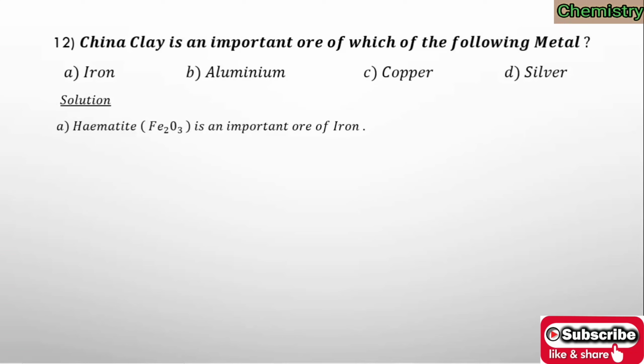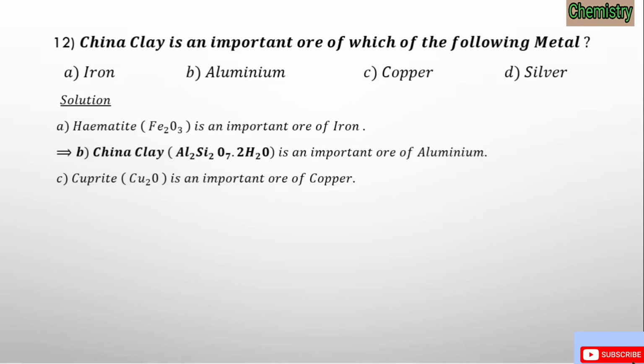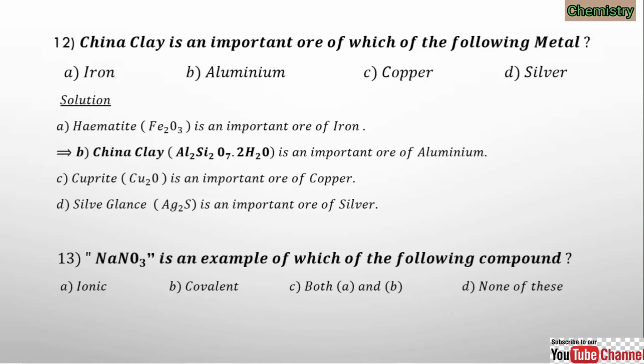Question number 12 we have, China clay is an important ore of which of the following metals? Iron, aluminium, copper or silver. Remember, hematite is an important ore of iron. You have to remember the formula of China clay as Al2Si2O7.2H2O, which is the important ore of aluminium. Cuprite is very easy. It's an important ore of copper, that is Cu2O. Silver glance, Ag2S, is an important ore of silver.